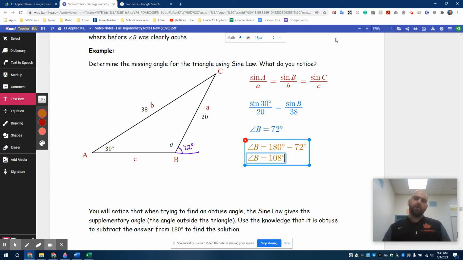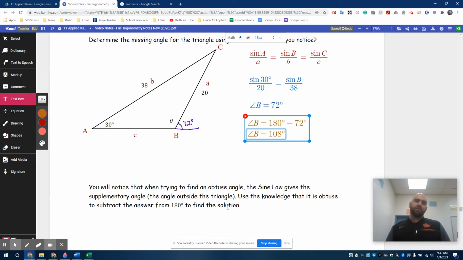Very important that we see that it's most definitely an obtuse angle. So we have to understand that what we're given is going to be the supplement to our angle. You're going to notice that when trying to find an obtuse angle, sine law always gives us the supplementary angle, and that's the angle outside the triangle. We have to use that knowledge to understand that we need to subtract that angle that we're given from 180.